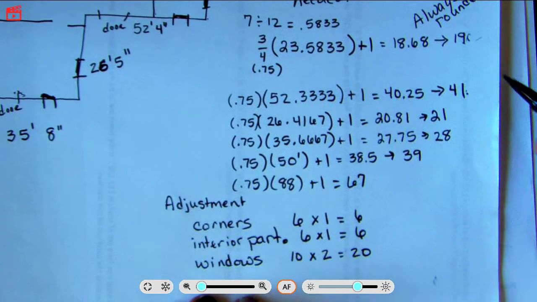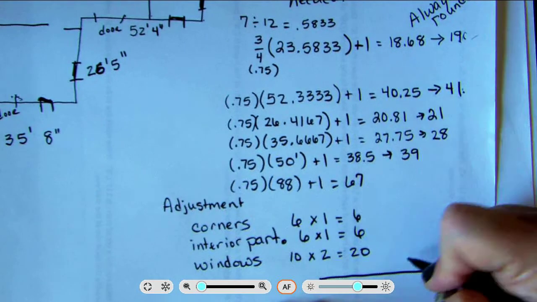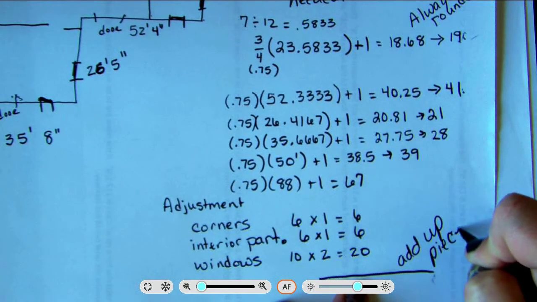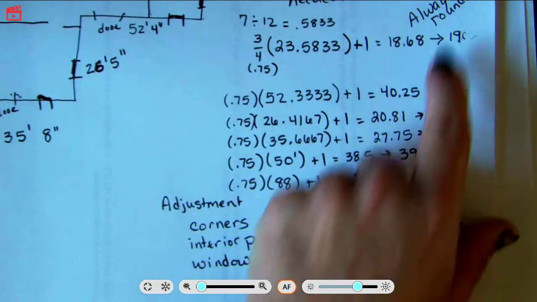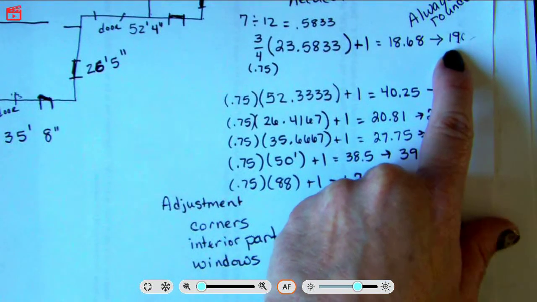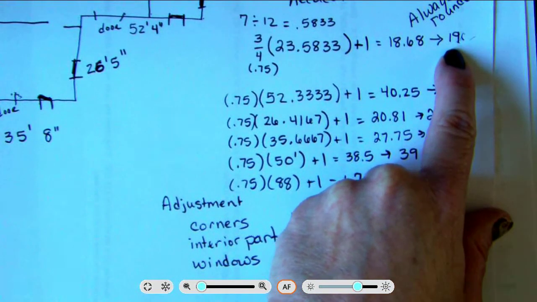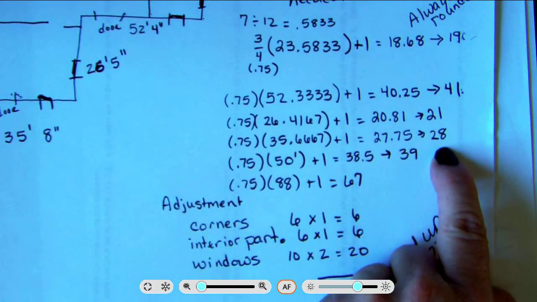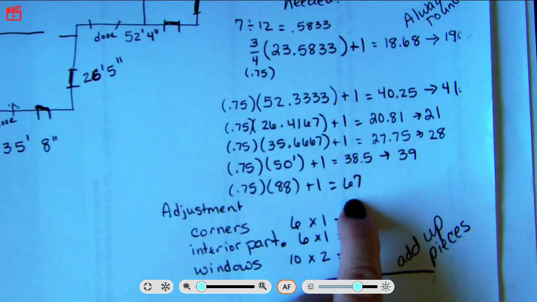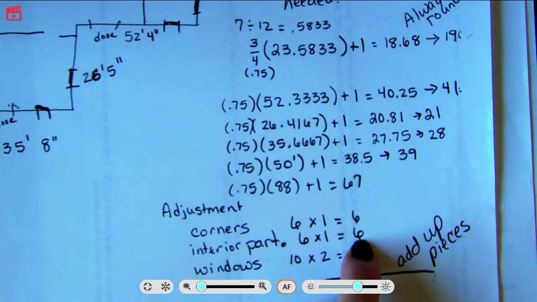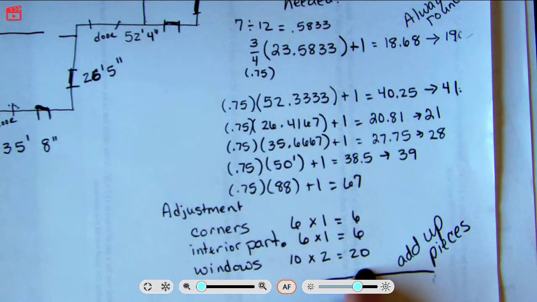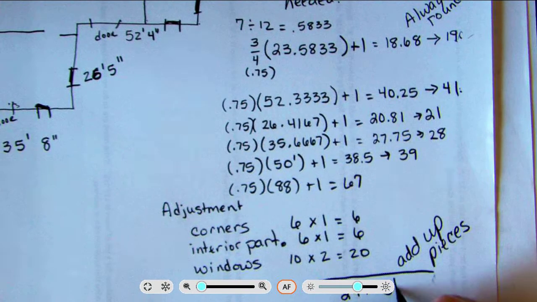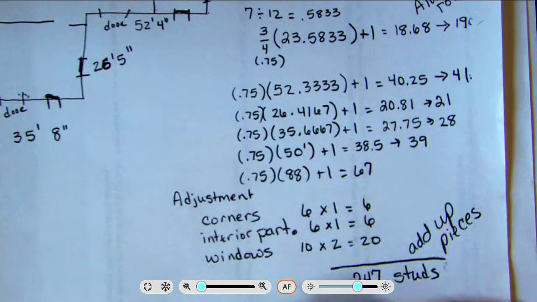So then to create our house, we need to add up all these pieces to get our grand total. So I'm going to go back up here. We started on that first wall, and we had 19 plus our 41 plus our 21 plus 28 plus 39 plus 67 plus 6 plus 6 plus 20. So we need 247 studs for this exterior wall.